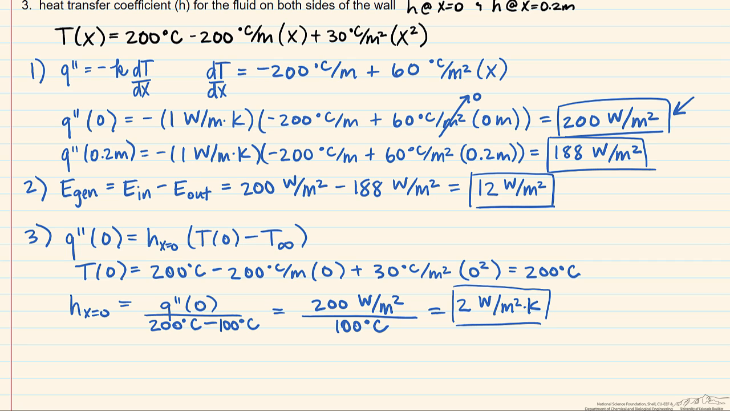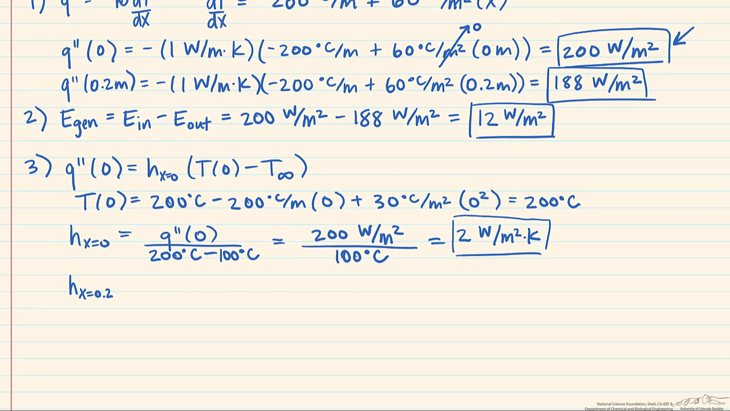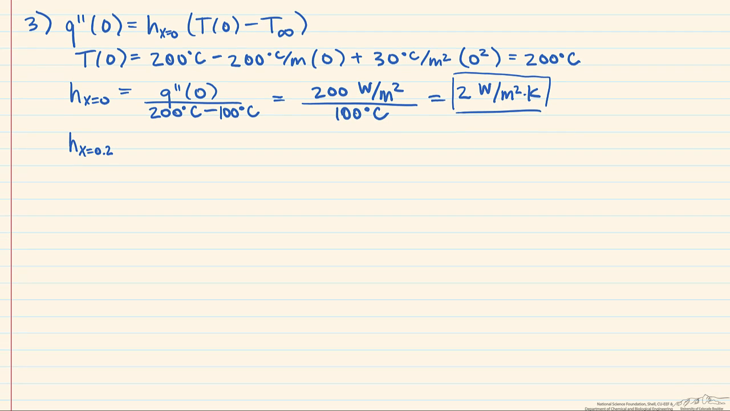Now again, in this instance, a difference of 100 degrees C is equal to the same difference in Kelvin, which is why we can put the units in h in Kelvin instead of degrees C, because that's a more standard unit notation. Now, let's go into the heat flux at x is equal to 0.2 meters.